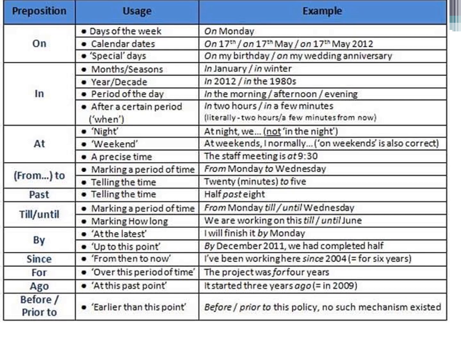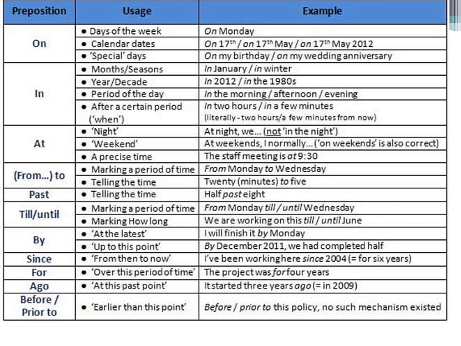Next is in. We can use in before months and seasons, for example, in January, in winter. Next, we can use in before a year or a decade, in 2012, in the 1980s. Next, we can use in before the period of the day, in the morning, in the afternoon, in the evening. Next usage for in is after a certain period, in 2 hours.